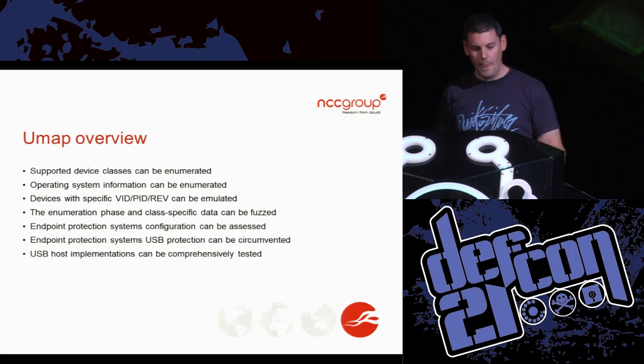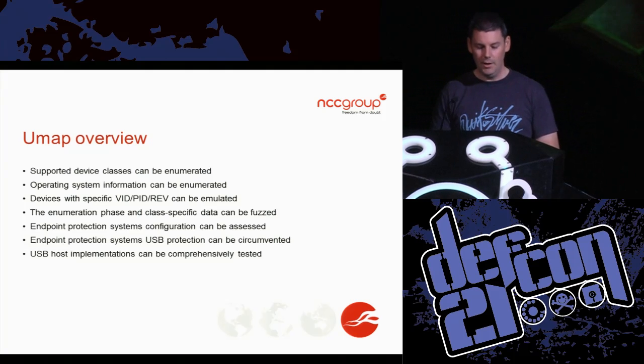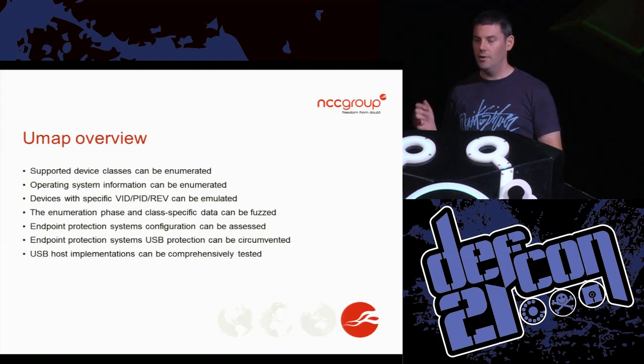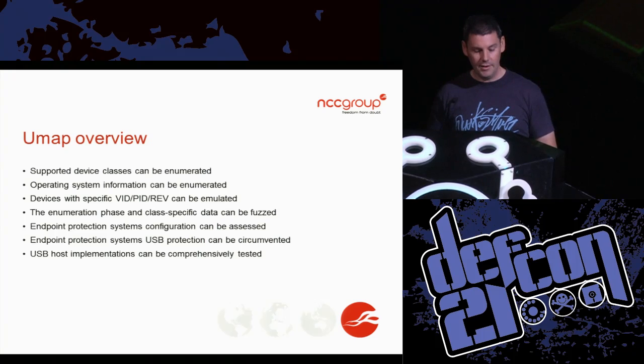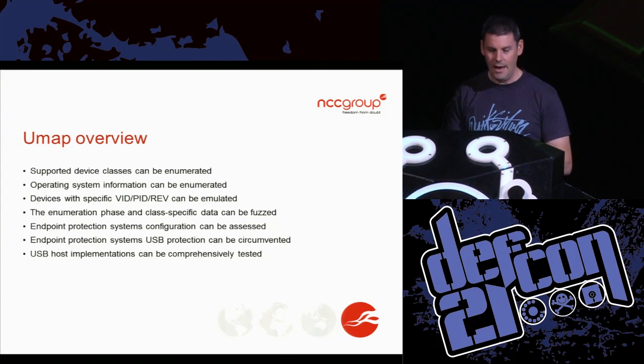So overview, you can enumerate supported device classes. Operating system information can be enumerated. So if you want to emulate any of the device classes and you know a specific vendor ID and product ID, you can do that. You can then fuzz any USB host implementation to identify bugs within that.